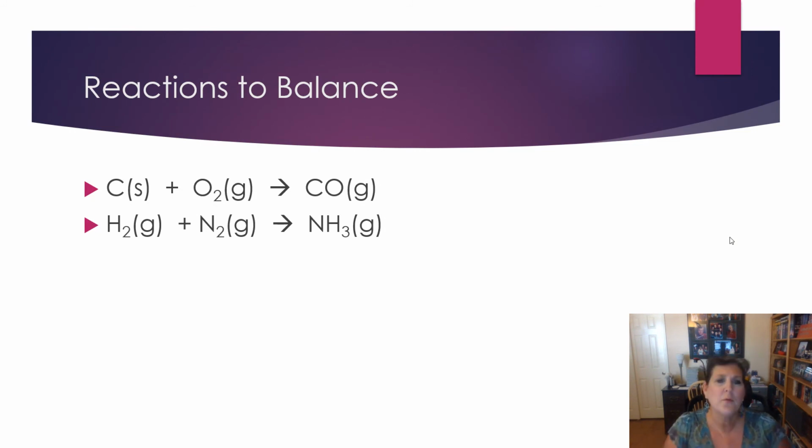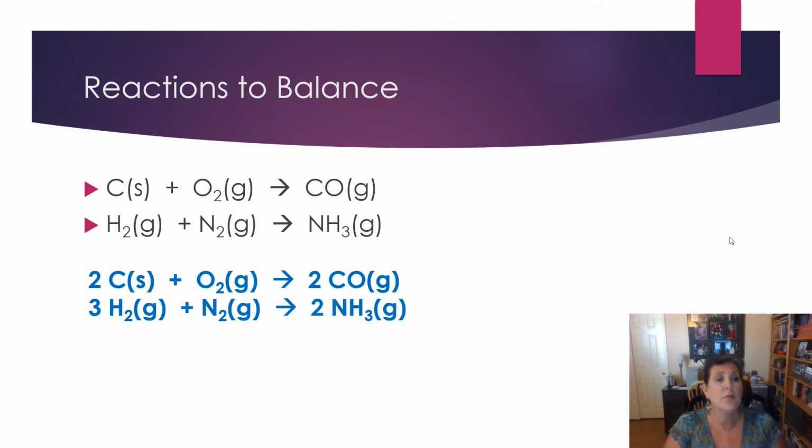A 2, right? So we're going to put a 2 in front of NH3. Then we have two N's on both sides, balanced. However, that 2 in front of NH3 means there's now 6 hydrogens. 2 times 3 is 6. There's 6 hydrogens. So what needs to go in front of H2 on the left side to give 6 hydrogens on the left side? You're correct if you said a 3. So there's our two reactions balanced.